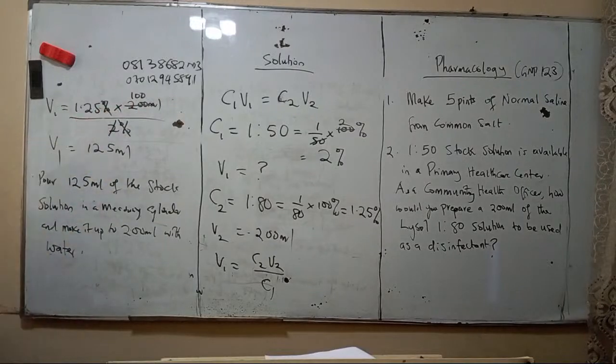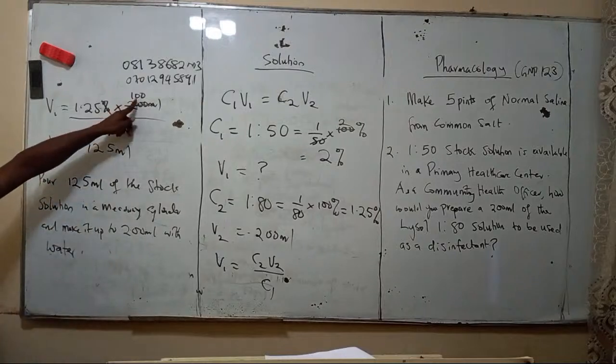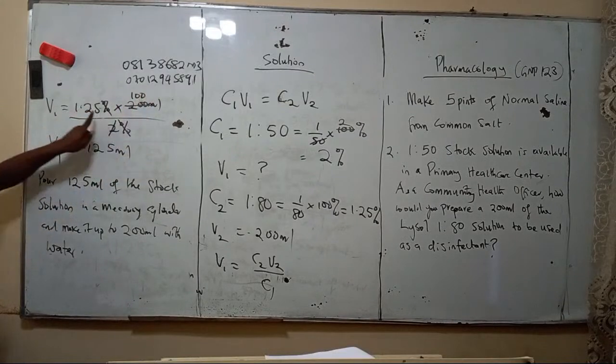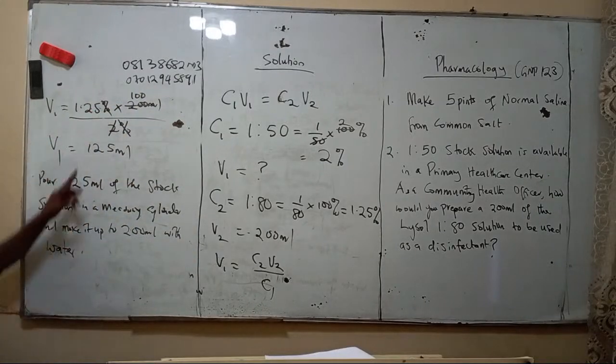1.25 times 100. I did decimal movement with the calculator, so we don't waste our time. This 0 will move the decimal point to this place, it will disappear. This second 0 will move it from here to here. So we have 125 ml. So V1 is what? 125 ml.